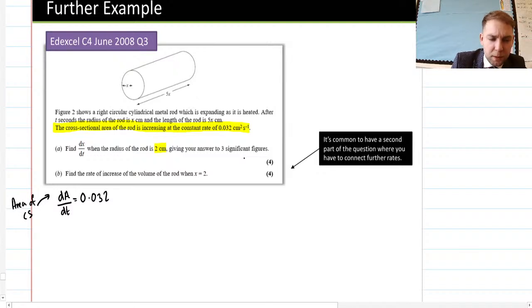I'd probably work out what the volume is as well. So my volume of this is going to be pi r squared, just the front, times by the depth, which is 5x. So pi x squared times by the depth, which in this case is 5x. So my volume is equal to 5 pi x cubed.